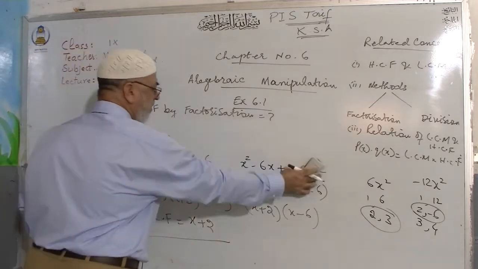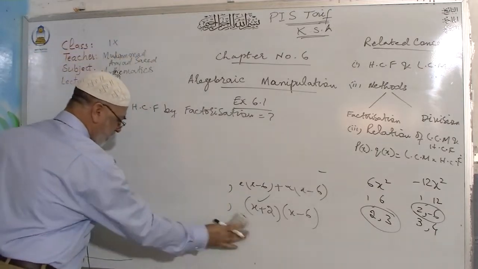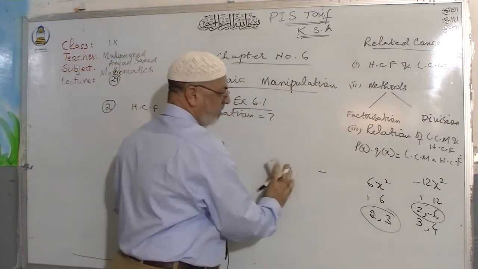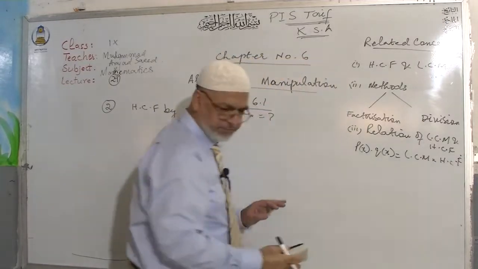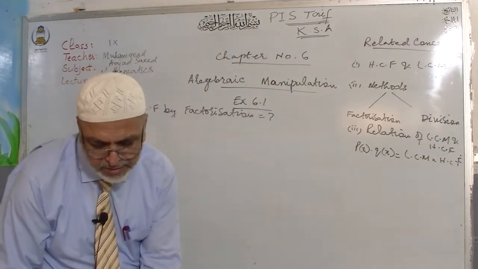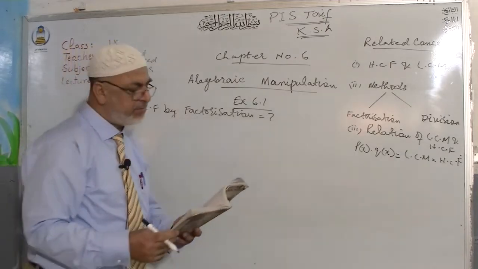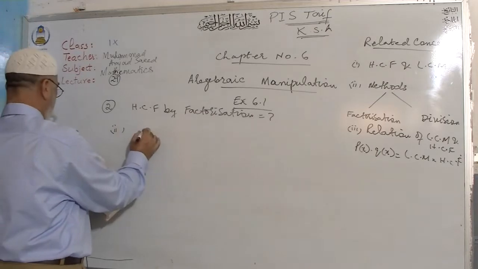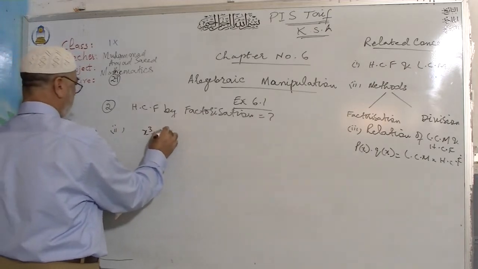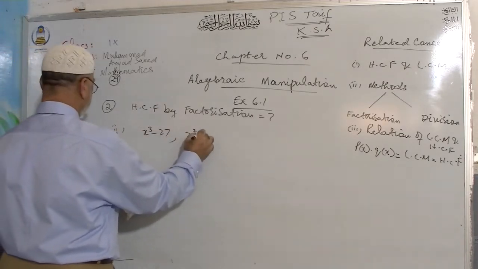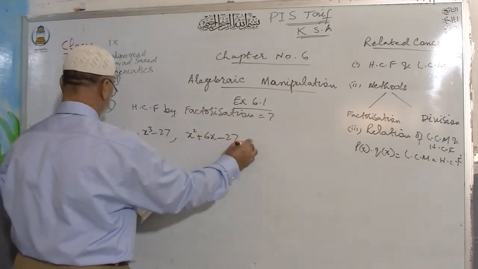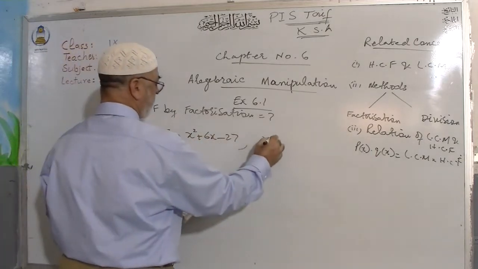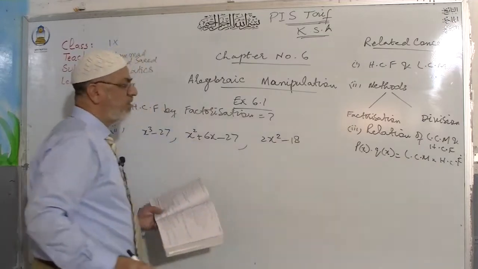After that, we are going to have our next part. Part number 2: x cube minus 27, x square plus 6x minus 27, 2x square minus 18.